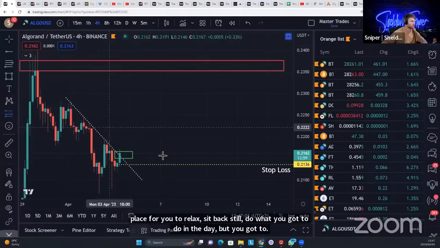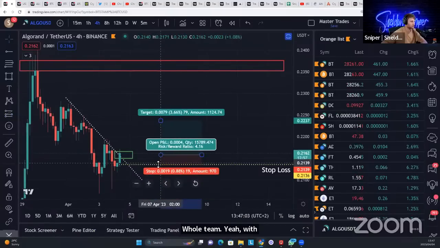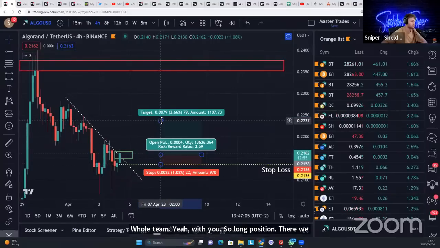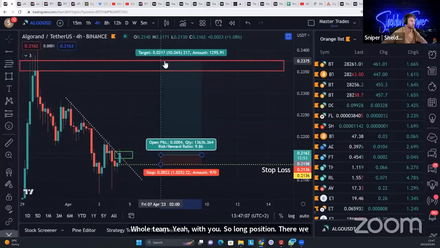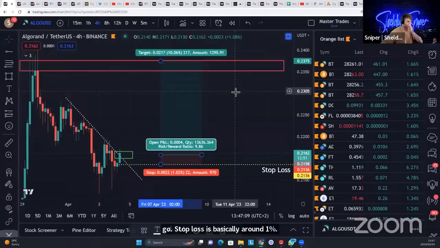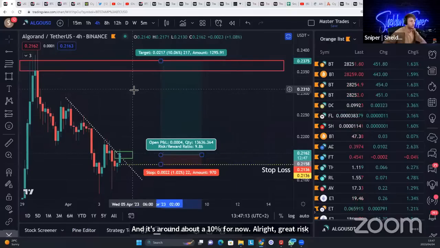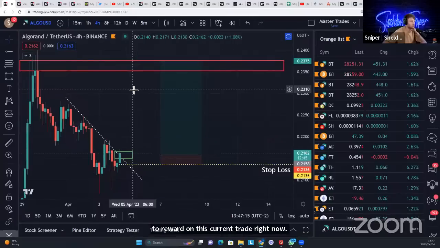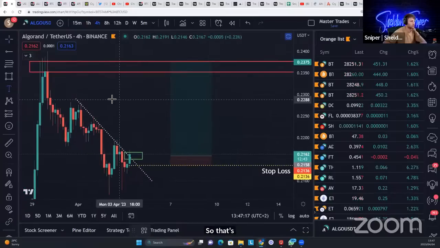So long position. There we go. Stop loss is basically around 1%, and it's around a 10% ratio for now. Great risk to reward on this current trade right now. So let's put this quickly in.